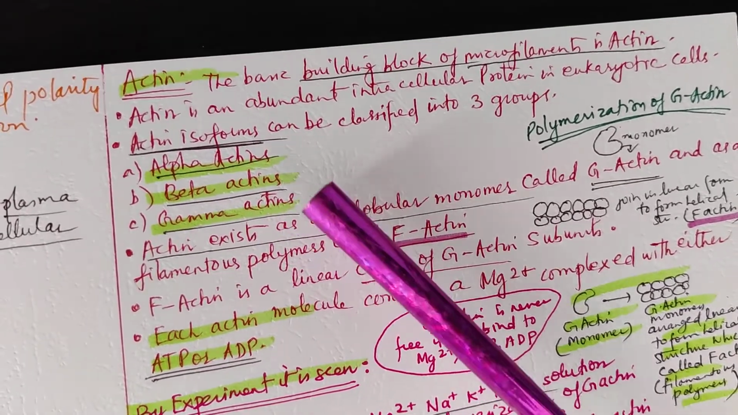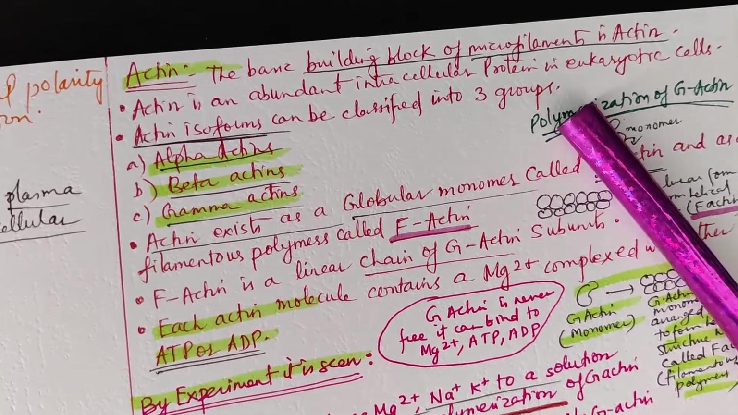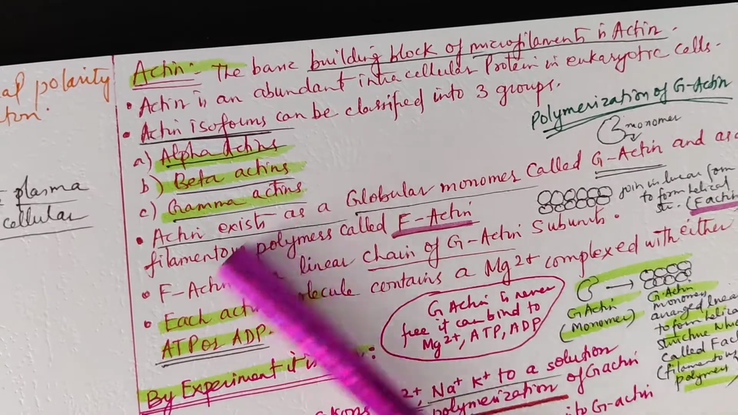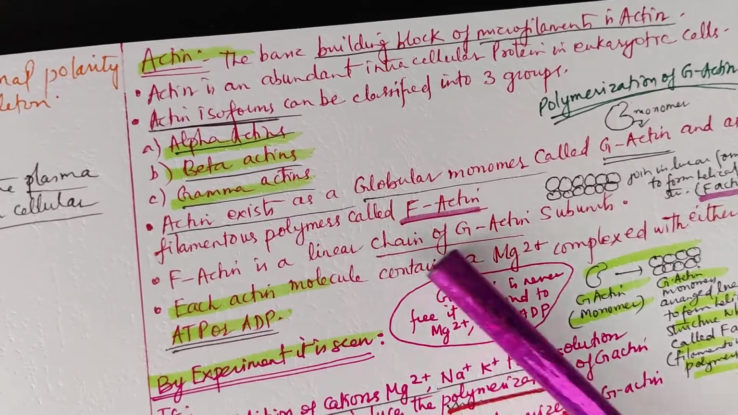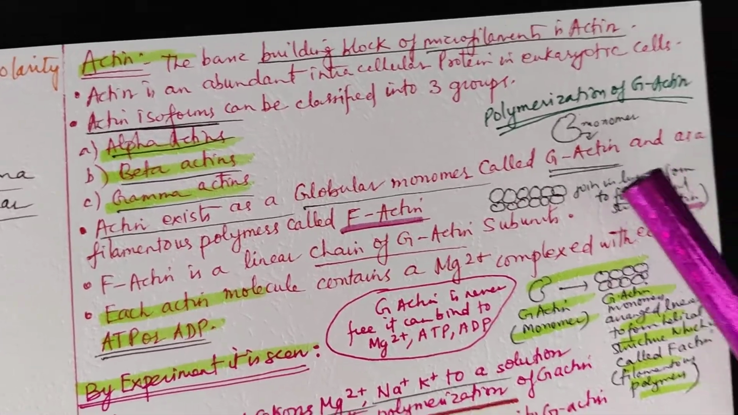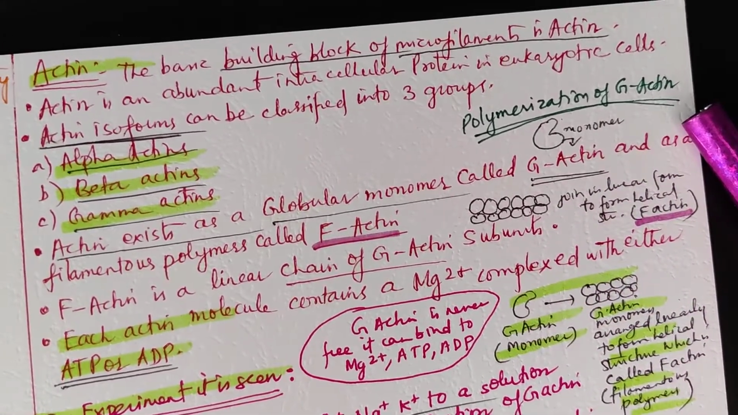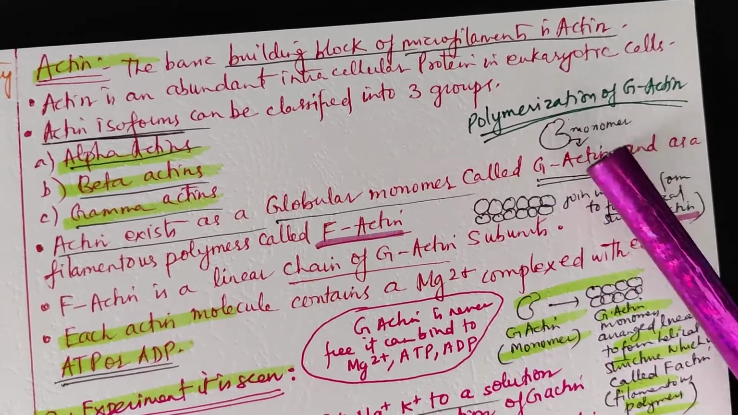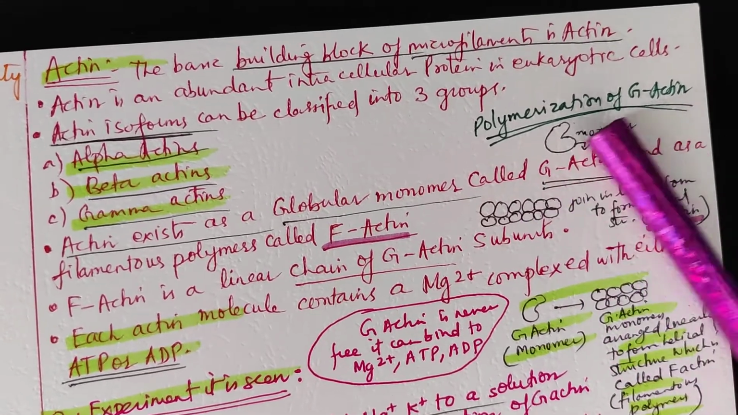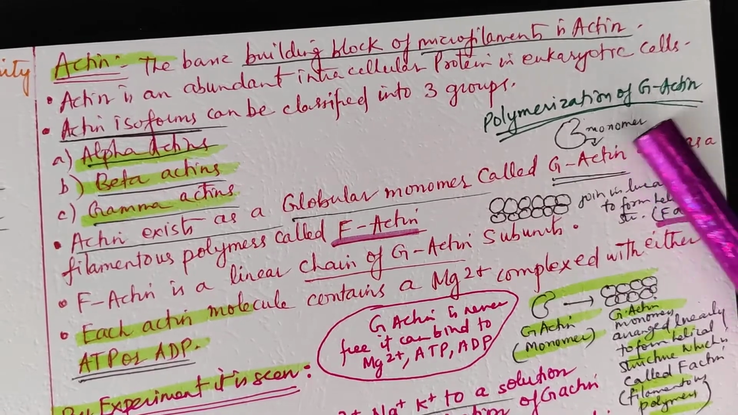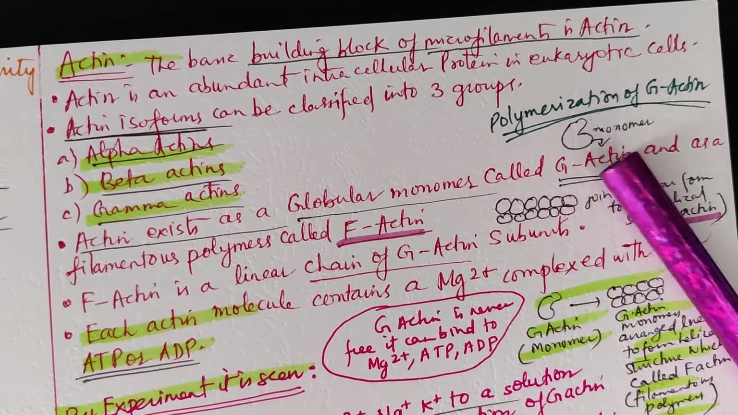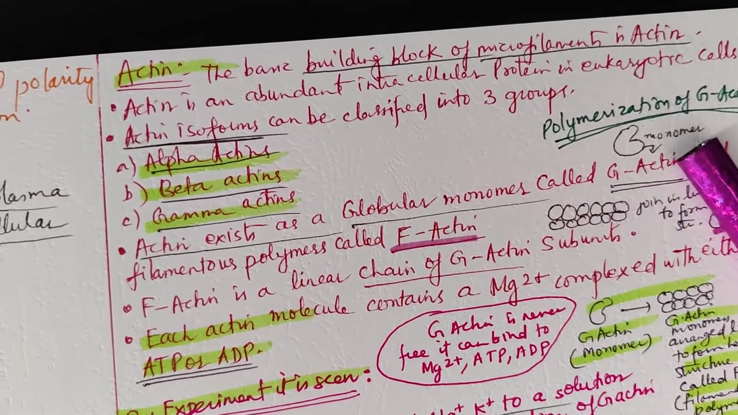Actin isoforms can be classified into three groups: alpha actins, beta actins, and gamma actins. Here I am showing you polymerization of G-actin. As G-actin is a monomer, the diagram is showing a C-like structure with an active site here. This is the structure of G-actin, which is shown as a monomer because G-actin exists as a monomer.